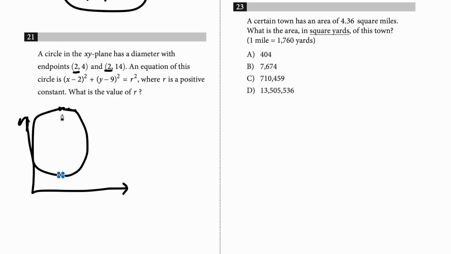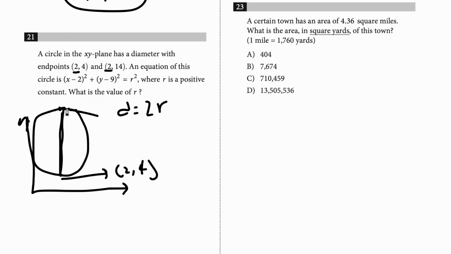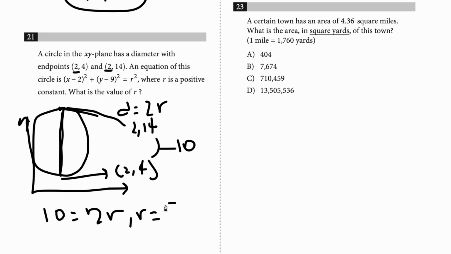So we know these are the endpoints of a diameter, and a diameter would equal 2r. And we can figure out that since this is (2, 4) and this is (2, 14), the distance between these two points would just be 10. So the diameter would be 10. So we could do 10 is equal to 2r, and then r would equal 5. And the value of r would be 5.